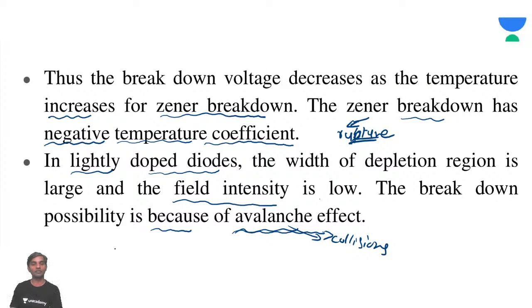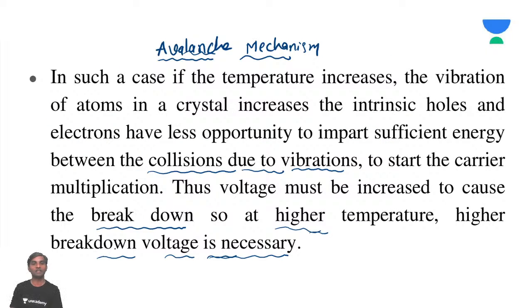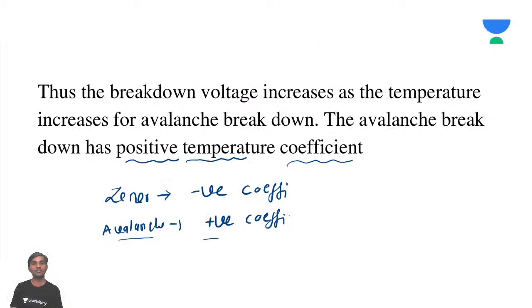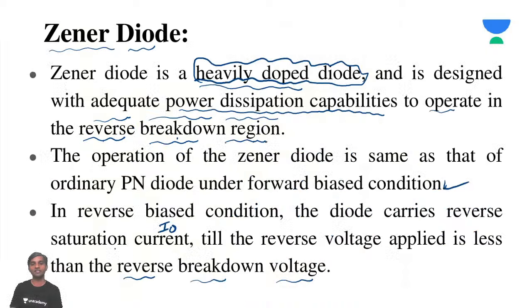So Zener breakdown decreases. We have discussed that avalanche breakdown has a positive temperature coefficient, and Zener breakdown has a negative temperature coefficient. This is what we discussed in detail.